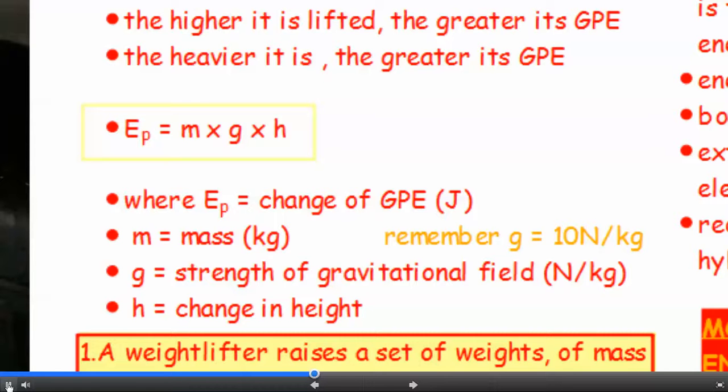M is mass in kilograms. G we've come across before, that's the strength of the gravitational field in newtons per kilogram, and h is the change in height. Now remember, g on Earth is 10 newtons per kilogram, and you'll see that I haven't created one of my beloved triangles here. It doesn't work because I've got 4 quantities in this equation, so we'll have to make do without the triangle here. Sad.